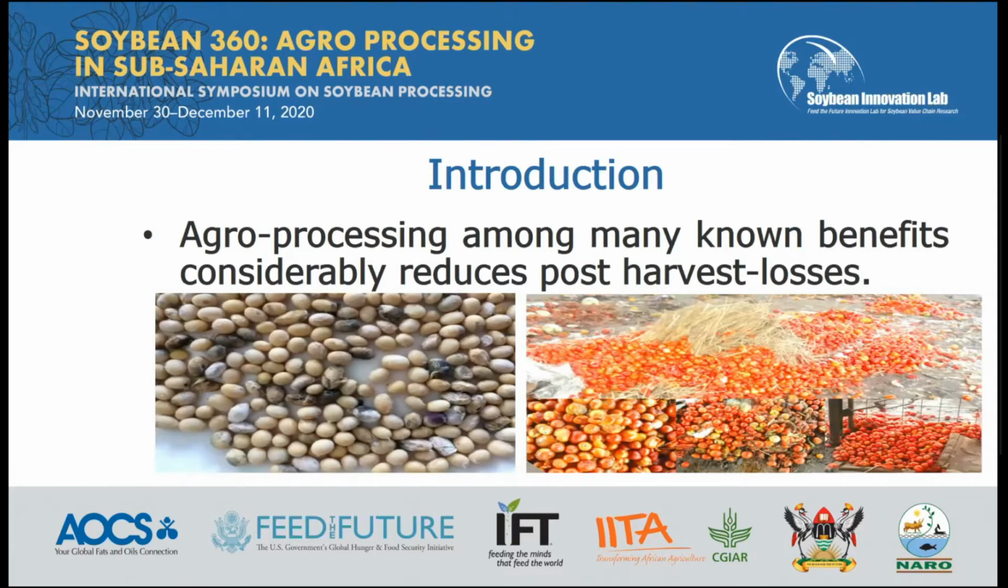Yeah, but we are also aware of the benefits of agro-processing, among many known benefits: provision of income, but also employment. It reduces post-harvest losses. For example, in most developing countries, the post-harvest losses range from 35 to 50%. And therefore, if you do some processing, you can reduce that loss and increase incomes to the subsistence farmers, but also to the country as a whole in terms of the national economy. Next, please.